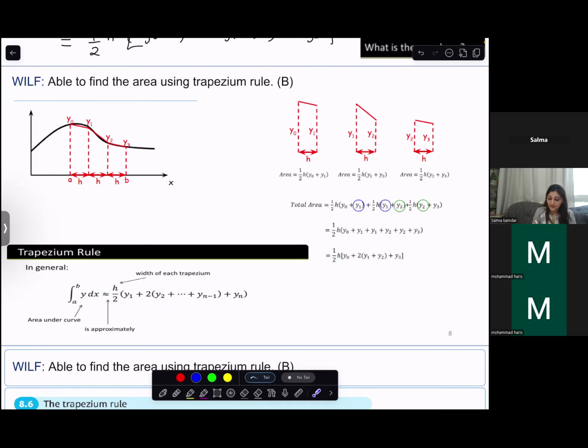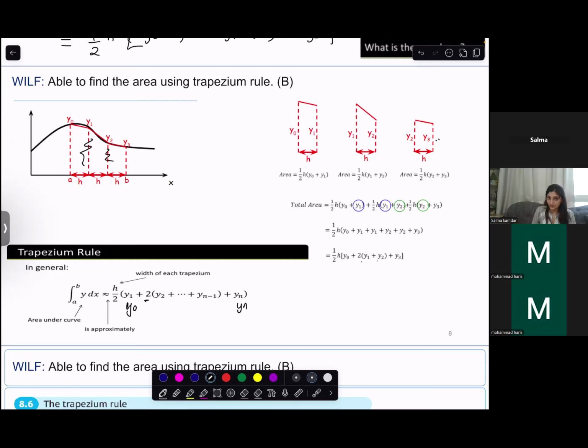Your first y and your last y is single. If it was your y0, it would be y0 over here, right? y3 is your last y, so it's yn. And we're going to put the middle ones in that position, and all the middle ones would be 2 times it. So over here it is 2 times y1 plus y2.